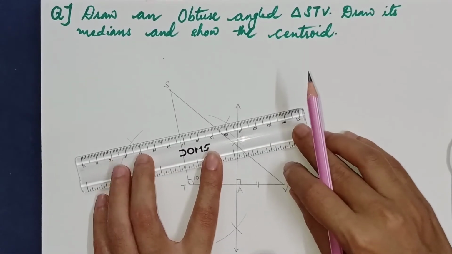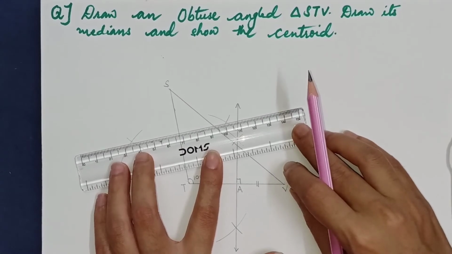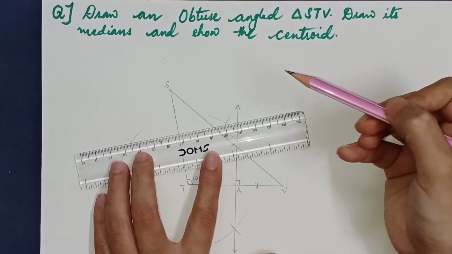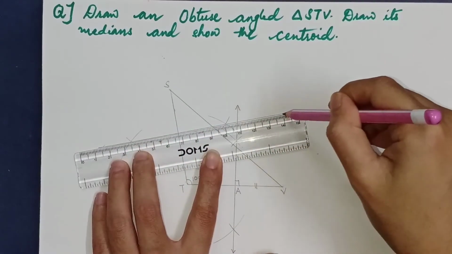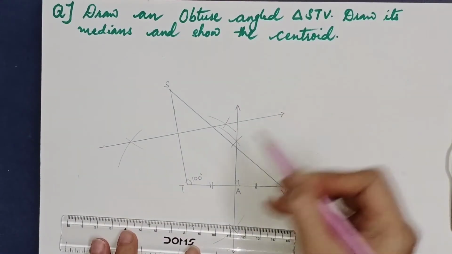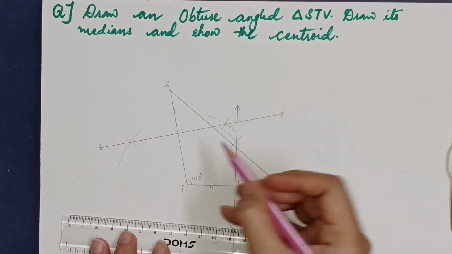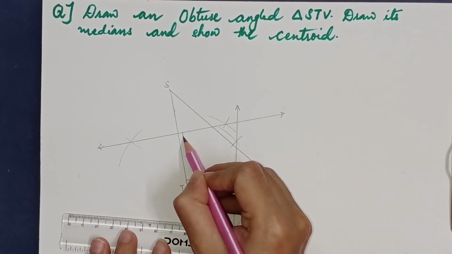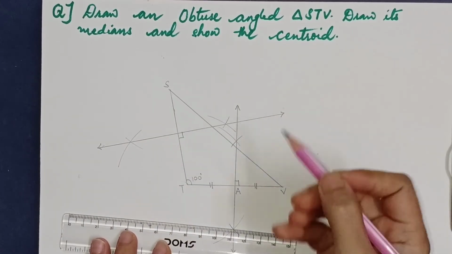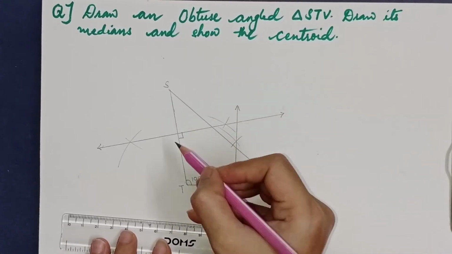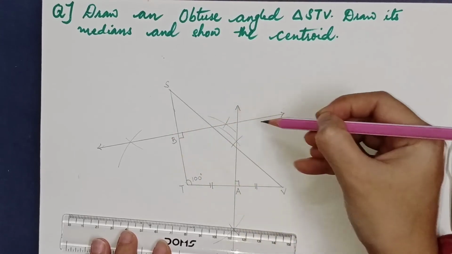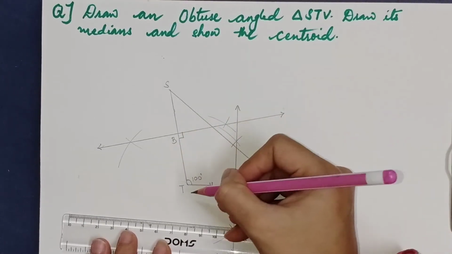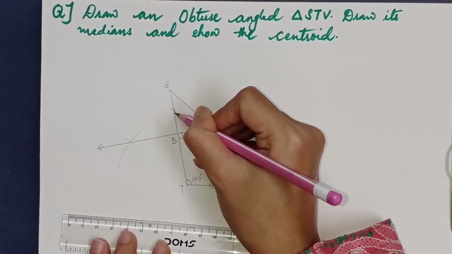Now we will draw the line passing through these points. So we'll draw the line. This is the bisector. Let us name it, this is the perpendicular bisector. Let it intersect the side ST on the point B. And this particular bisector has divided the side ST into two equal parts, denoted by this sign.